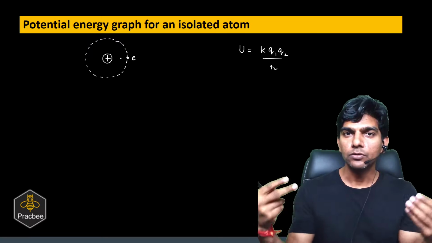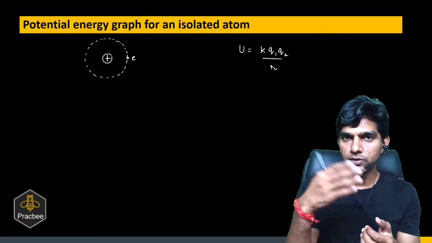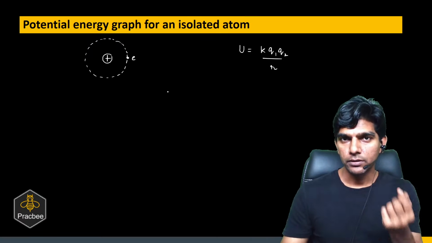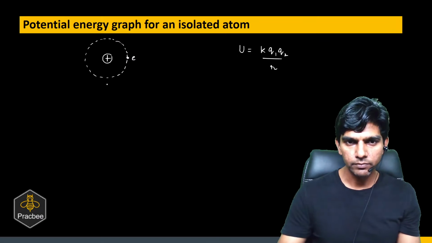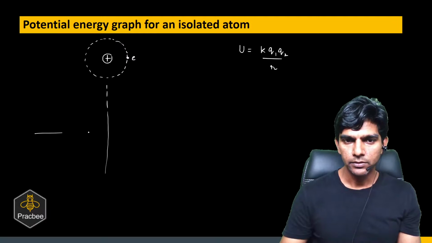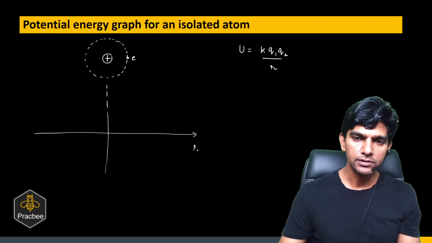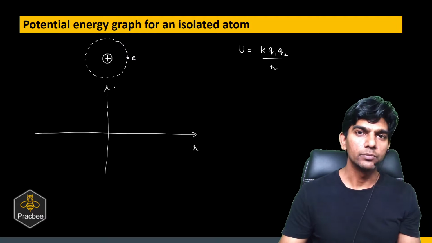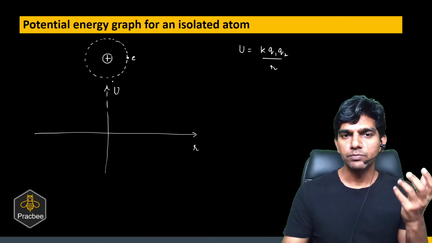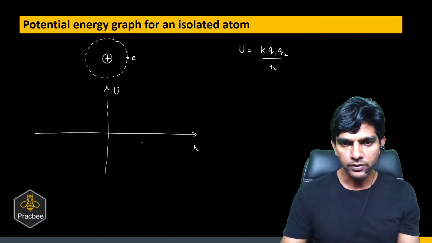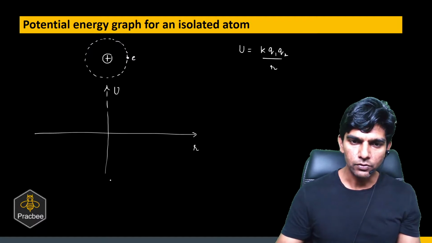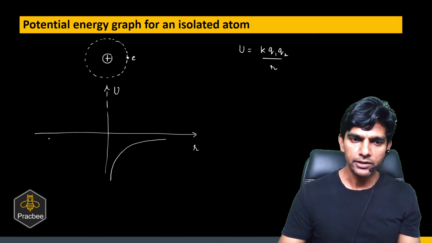And there is a Coulomb attraction, and due to that, it is able to move in a circular path. Now, if we plot the graph of potential energy with the distance from the nucleus, on the x-axis, I'm showing the distance, and on the y-axis, I'm showing the potential energy. And since the electron is a negatively charged particle, the potential energy will come out to be negative.